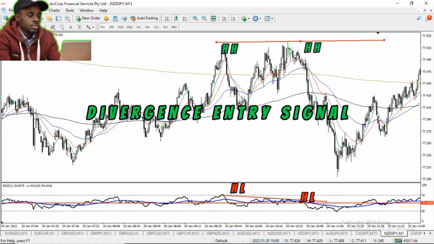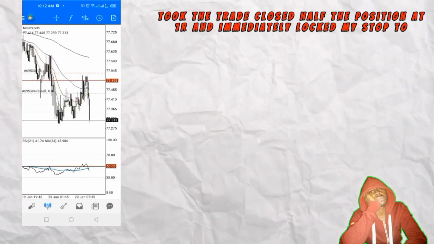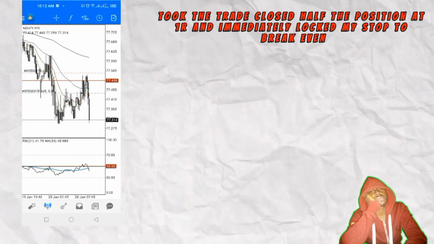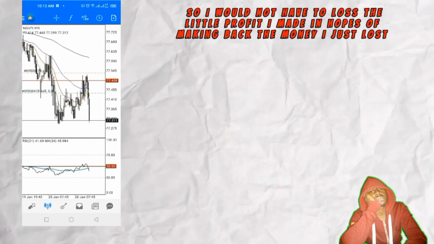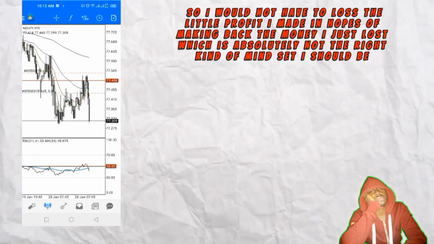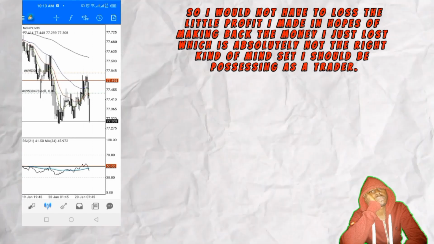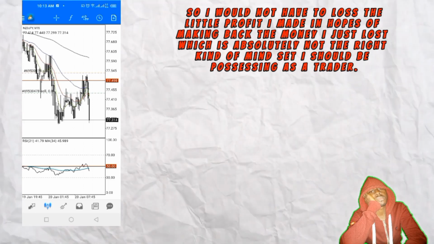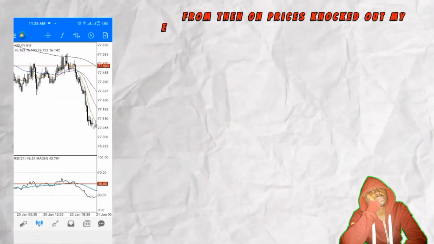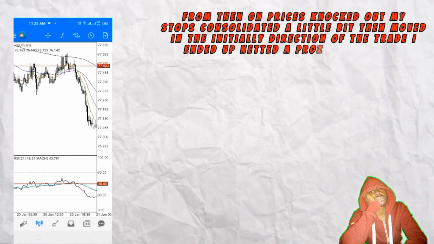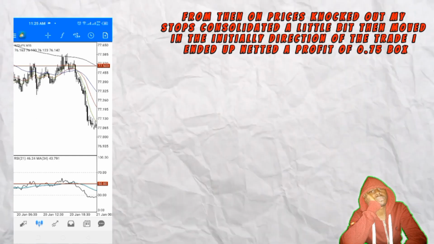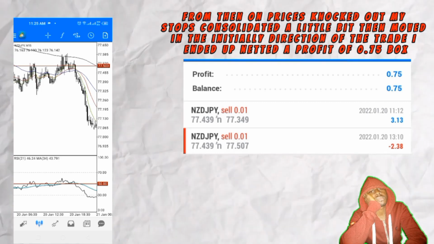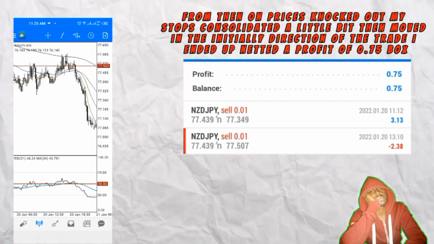Switched over to the 1 minute chart, found the divergence entry signal, took the trade, closed half the position at 1 hour, and immediately locked my stop to break even so I would not lose the little profit I made in hopes of making back the money I just lost, which is absolutely not the right kind of mindset I should be possessing as a day trader. From then on, prices knocked out my stops, consolidated a little bit, then moved in the initial direction of the trade. I ended up netting a profit of 0.75 bucks.